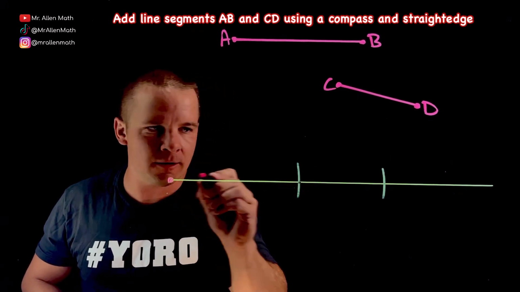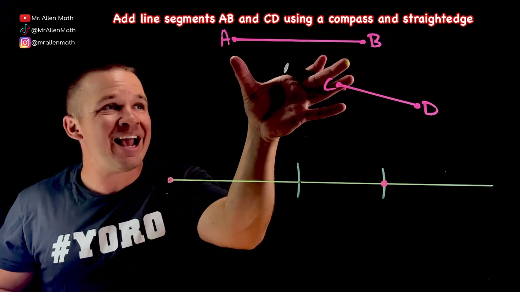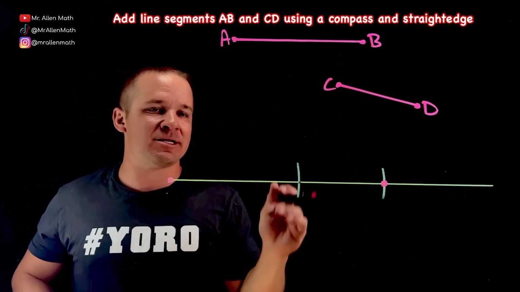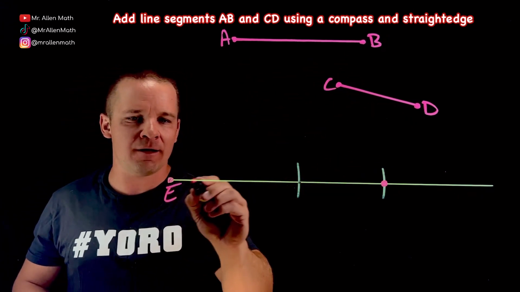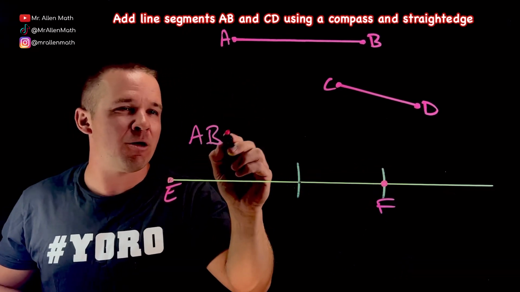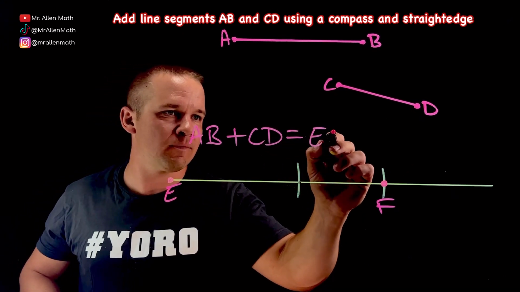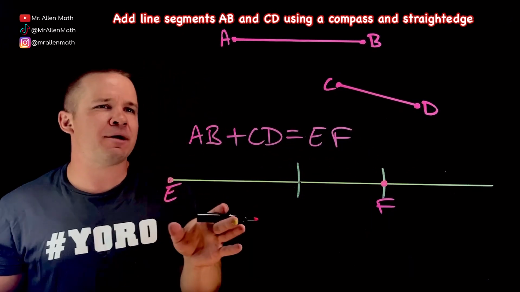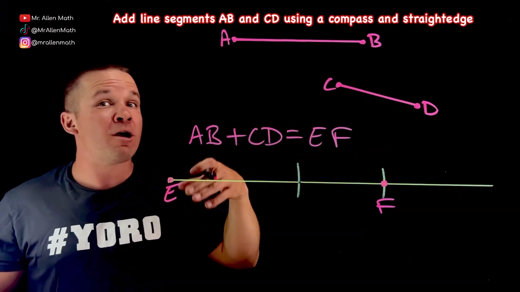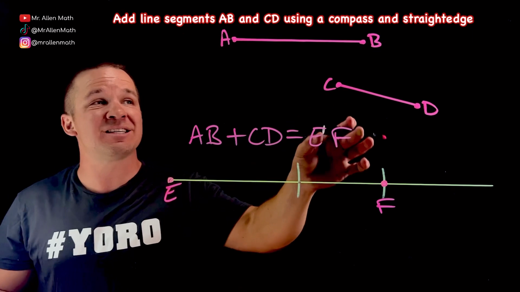But this point here, all the way to this point right here, that would be segment AB plus segment CD. I'll call it E and F. So EF, let's see here. AB plus CD is equal to EF. And notice how I didn't put the segment marks over it. When we are adding them together, this length plus this length is equal to this length right here.